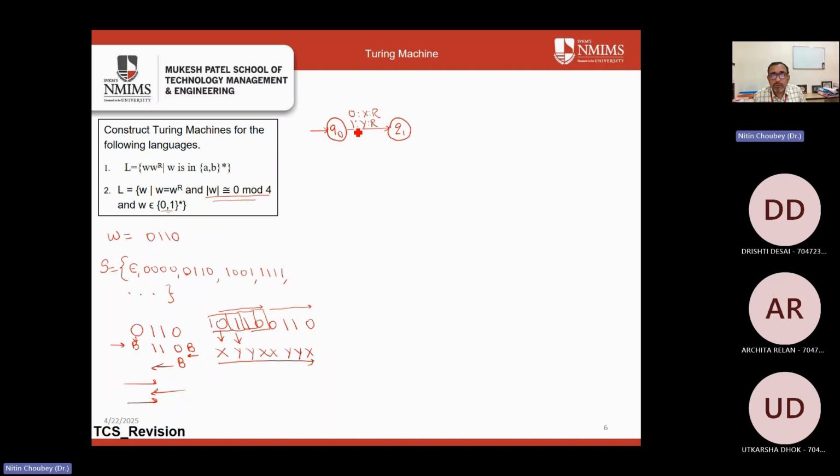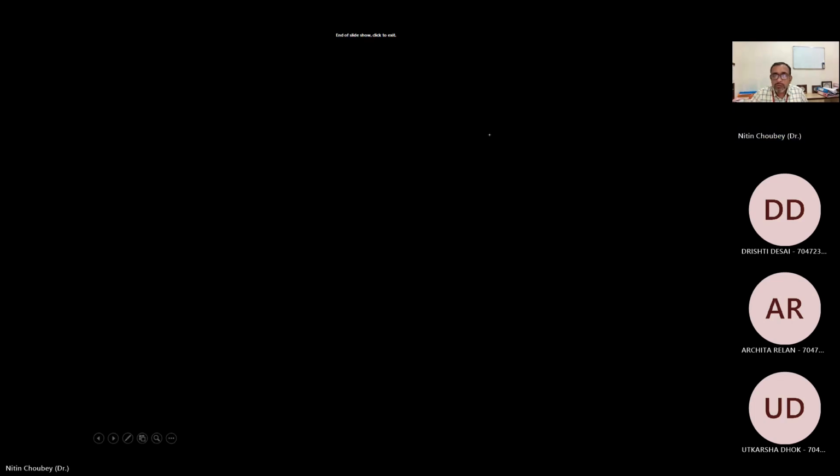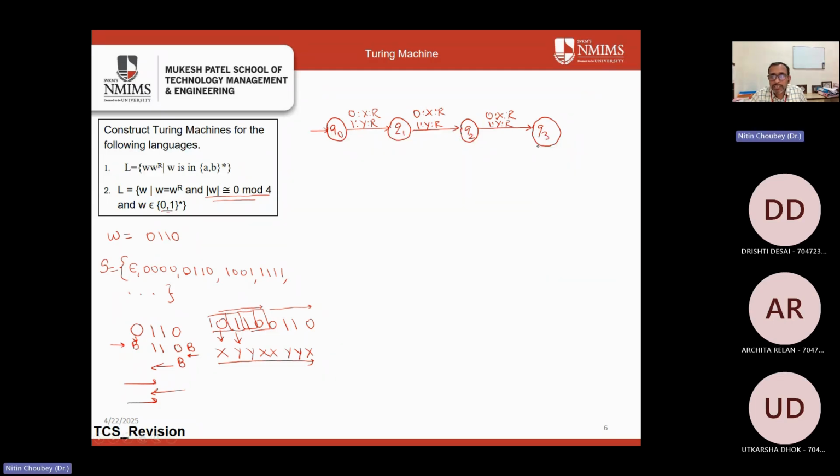Q0, 0 replace with X, move to right. 1 replace with Y, move to right. Same thing for the second symbol: 0, X, R, 1, Y, R. Q2, again 0, X, R, 1, Y, R, and Q3. Length 1, length 2, length 3. The fourth symbol should be the last symbol in the series, or else we can have such a further sequence.